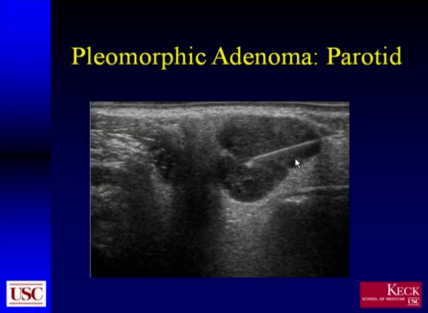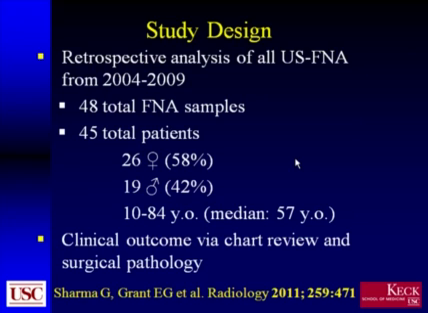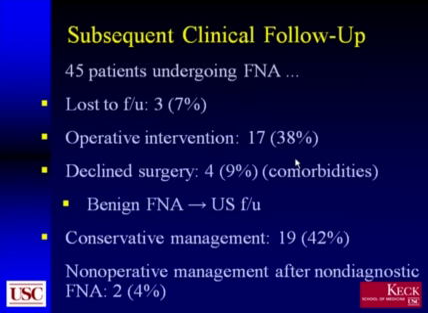This is a pleomorphic adenoma, which is being biopsied within the parotid gland. And we actually did a study of the results of our patients. In a 5-year period, we biopsied almost 50 of these patients, or 48 samples in 45 patients. We did a clinical outcome via chart review and surgical pathology and published this in Radiology in 2011. On follow-up, we found 45 patients who underwent FNA who were evaluable. Three were lost to follow-up.